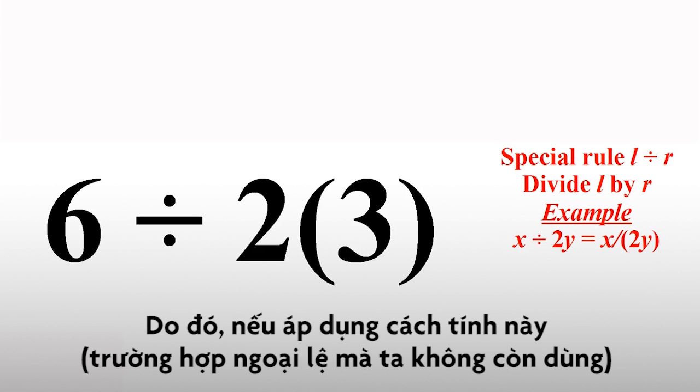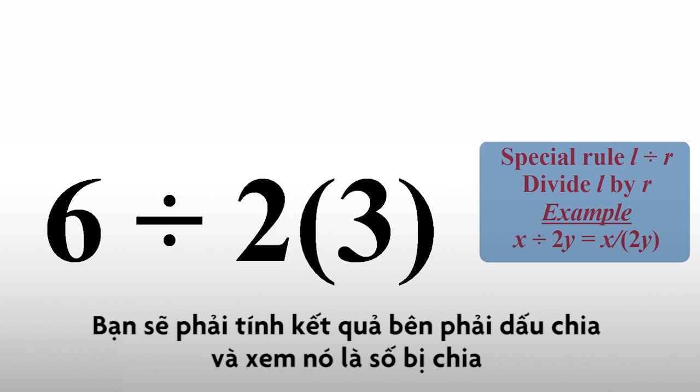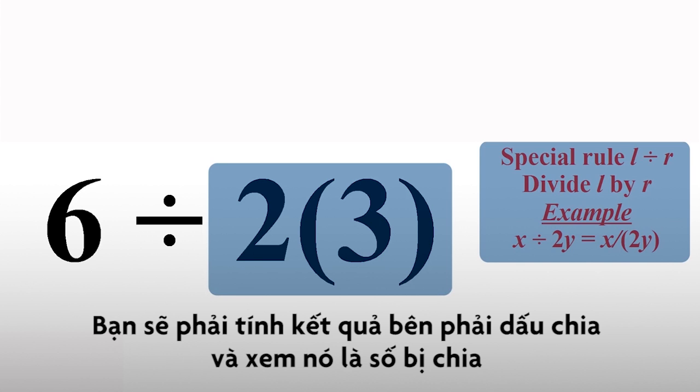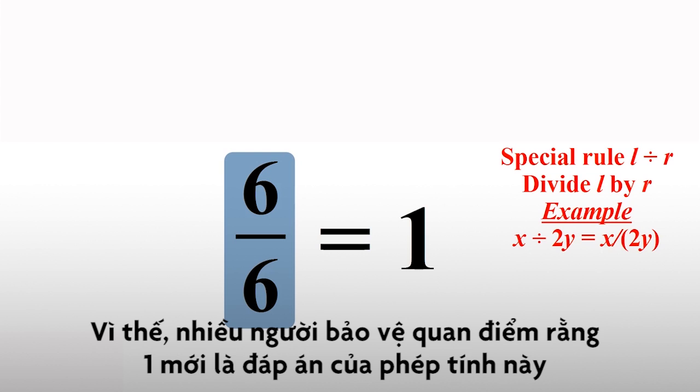So under this historical usage, which is a special exception to the order of operations, and we don't use it anymore, you would want to take this product on the right as your divisor. So applying this rule, which is 6 divided by 6, and that's equal to 1. So many people argue that 1 is the correct answer.